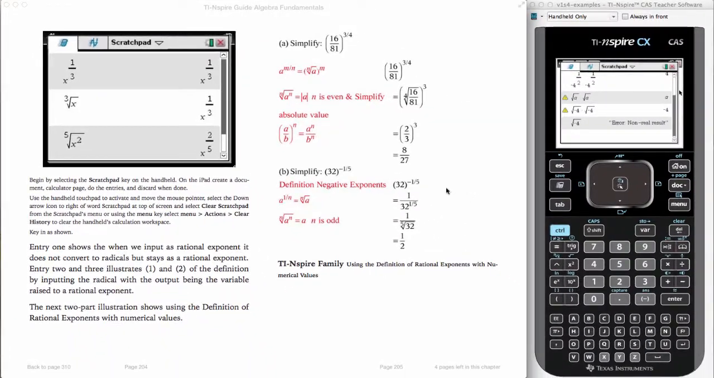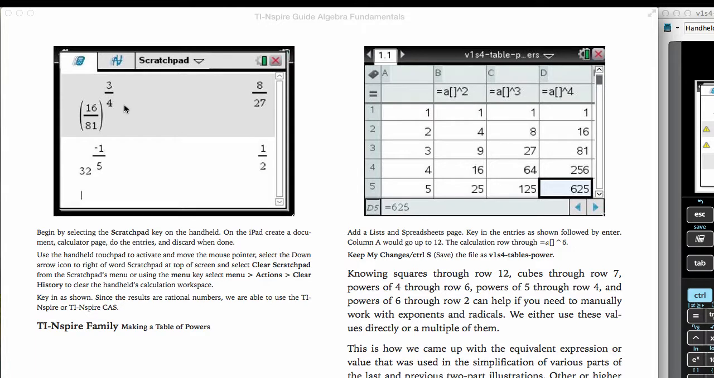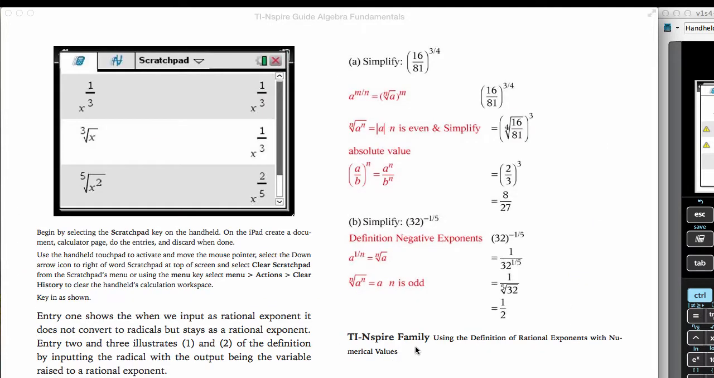Let's take a look at these on the calculator screen. So on the calculator screen, we see that it turns out to be 8 over 27, and it turns out to be 1/2. So these will work with both models of the calculator. That's why we have it listed as family.